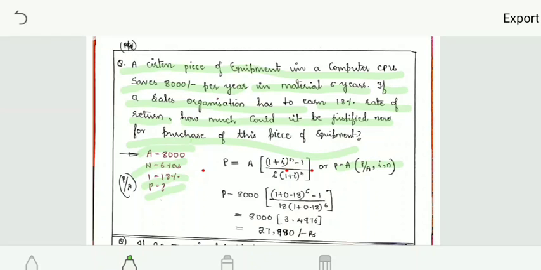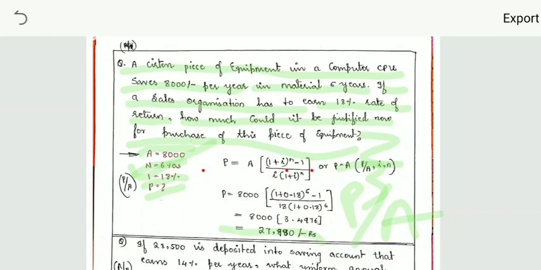So you are going to use the table. In the table, which column are you going to check? You have to check P by A, that is the uniform payment series present worth factor. You are going to check the column P by A at a rate of interest of 18%, and at n, that is years, you will be checking for 6 years. Fine, so this is the formula. When you substitute, you will be getting an answer.